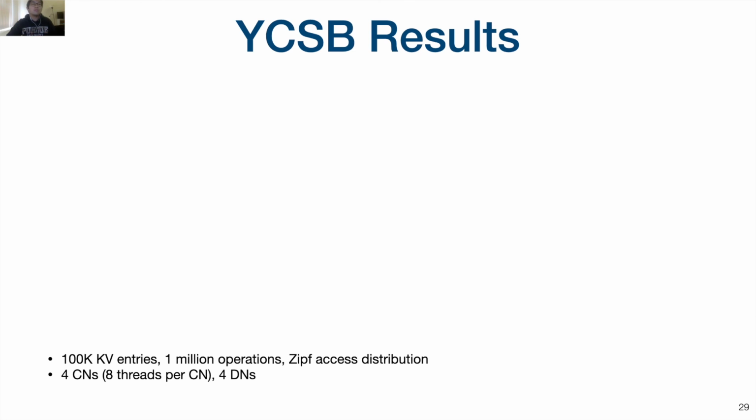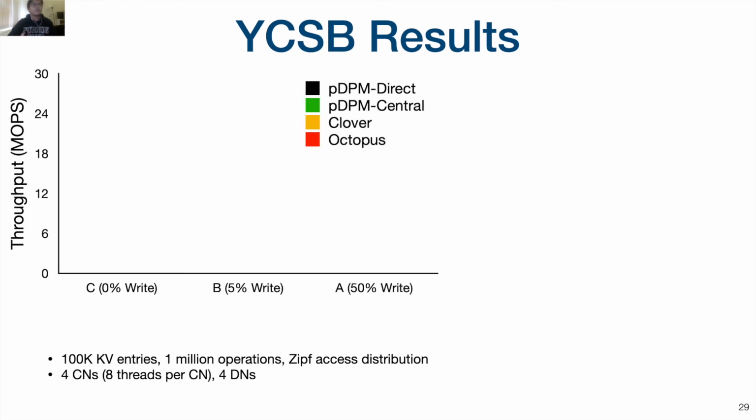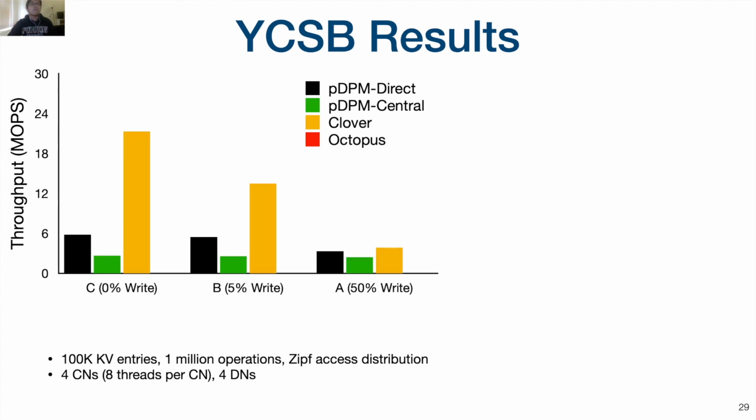We also run YCSB. We run 3 PDPN systems and Octopus, a non-disaggregated system. There are 4 CNs and 4 DNs. Each CN performs 1 million requests on 100K KV entries following a Zipf distribution. All numbers are aggregated. The first 3 bars are Direct, Central, and Clover. Overall, Clover is the best performing PDPN system.